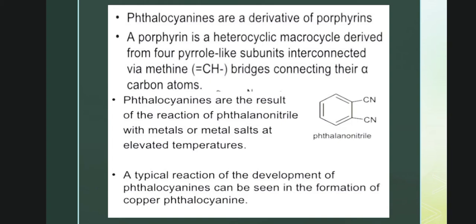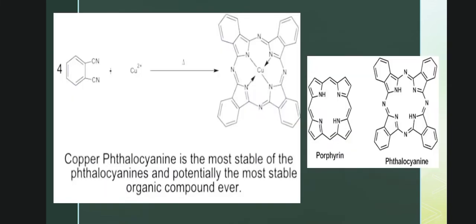A typical reaction for the development of phthalocyanine can be seen in the formation of copper phthalocyanine in this diagram. Copper phthalocyanine is the most stable of the phthalocyanines and potentially the most stable organic compound ever. On the other side, this is the picture of porphyrin and phthalocyanine.